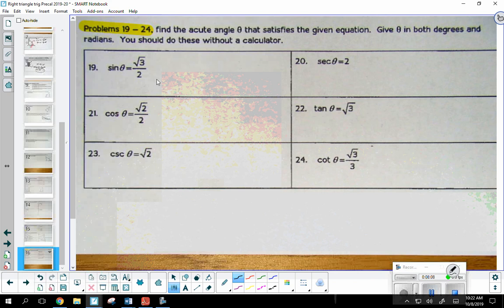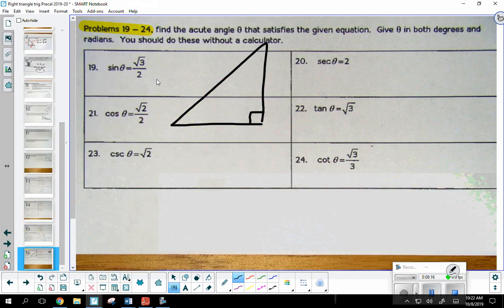I'm given sine of theta equals the square root of 3/2. So I want to figure out what the value of theta is without just plugging it in the calculator. All right, so I'm going to create a right triangle. Now, it does not matter where I place theta. Would you like me to place him above or below? Below. So I'm going to put theta right here.